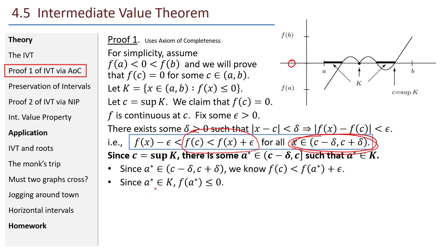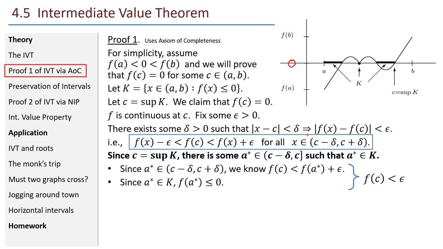Of course, since a star is in my set k, f of a star is less than or equal to 0. That was by definition of k. And if we put these two sentences together, we find that f of c is strictly less than epsilon.